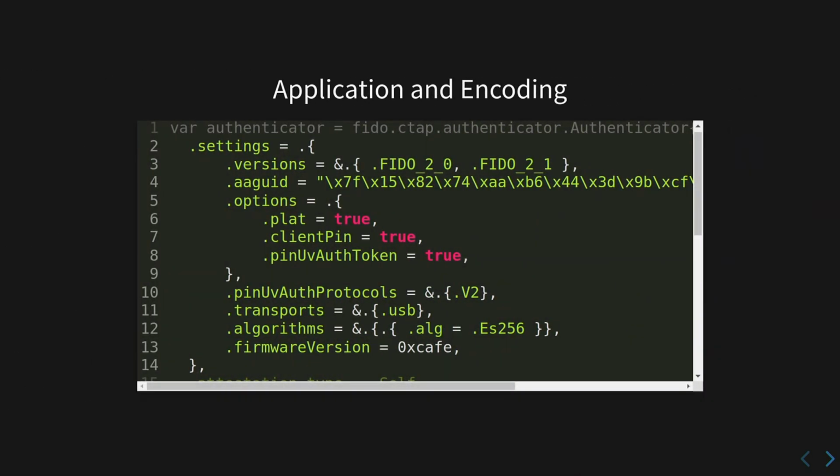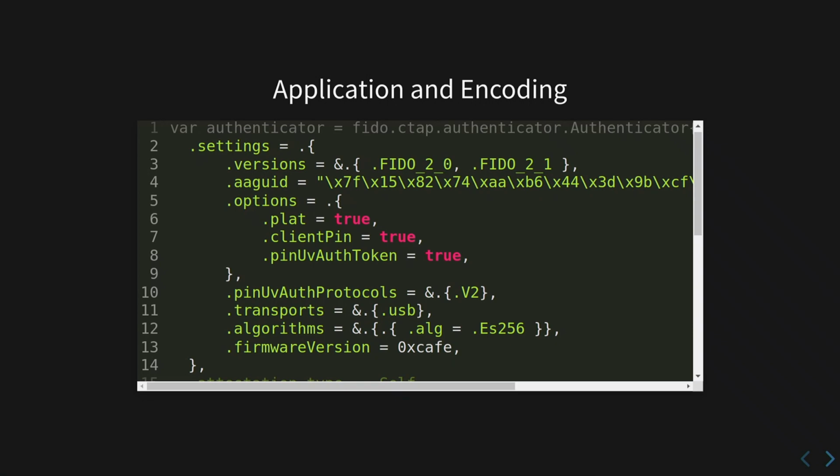So if you now want to use the library, this is working code. The first step for using the library at the moment is you need to create an authenticator. So the first step is you need to provide a few settings. This just describes the capabilities of the authenticator. At the moment, this is quite limited, but I support a good chunk of the specification.